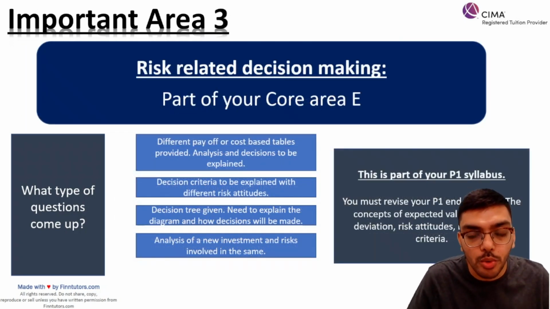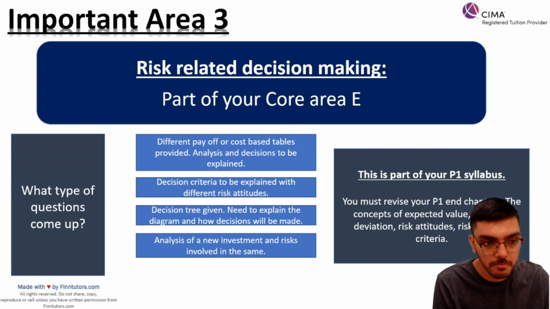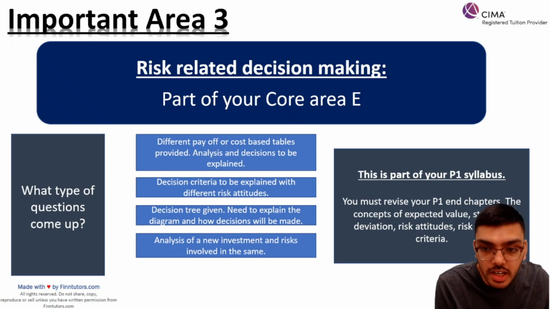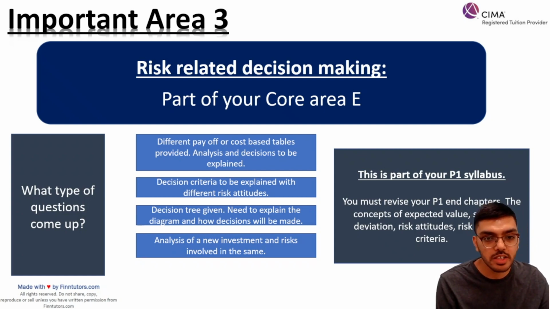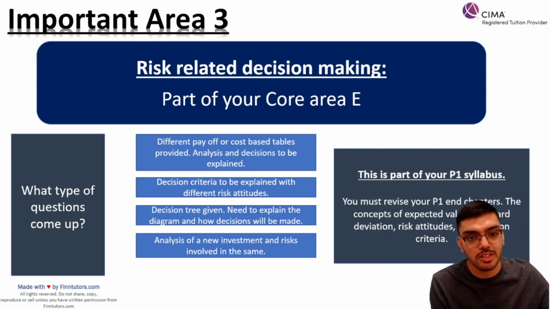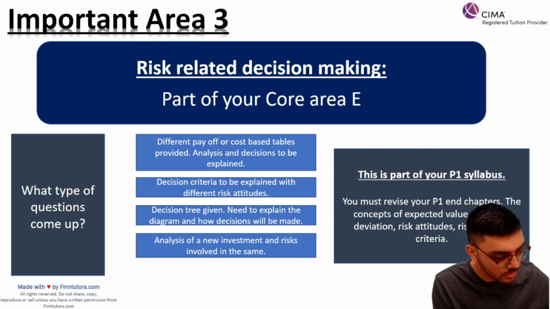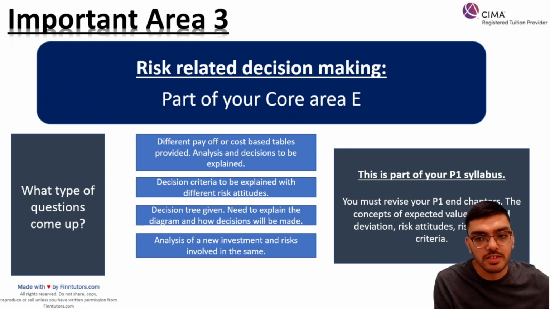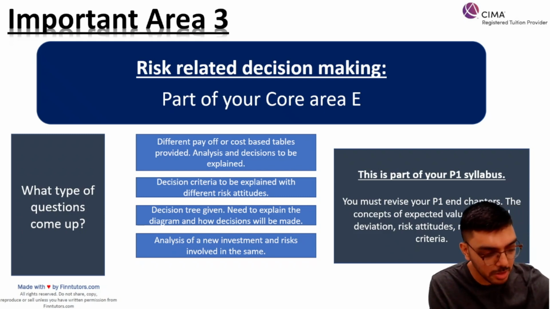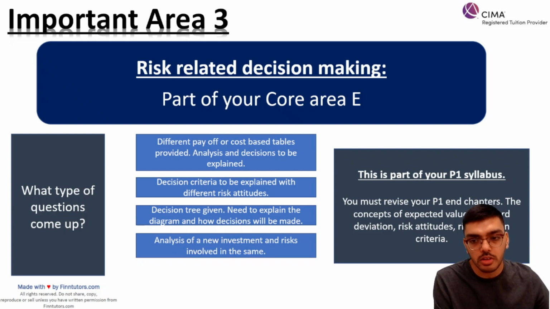Next, we deal with risk-related decision making. Another exam favorite area, a very technical area, I'll say, because if you've not revised it and if you expect to do well on the exam, it's not going to be possible. So your P1 revision is the backbone of this case study. What kind of questions can come up? They can give you a payoff table and then tell you what would be the decision based on a maximax decision criteria or minimax regret decision criteria. Table is already present. You have to pick out the decision.